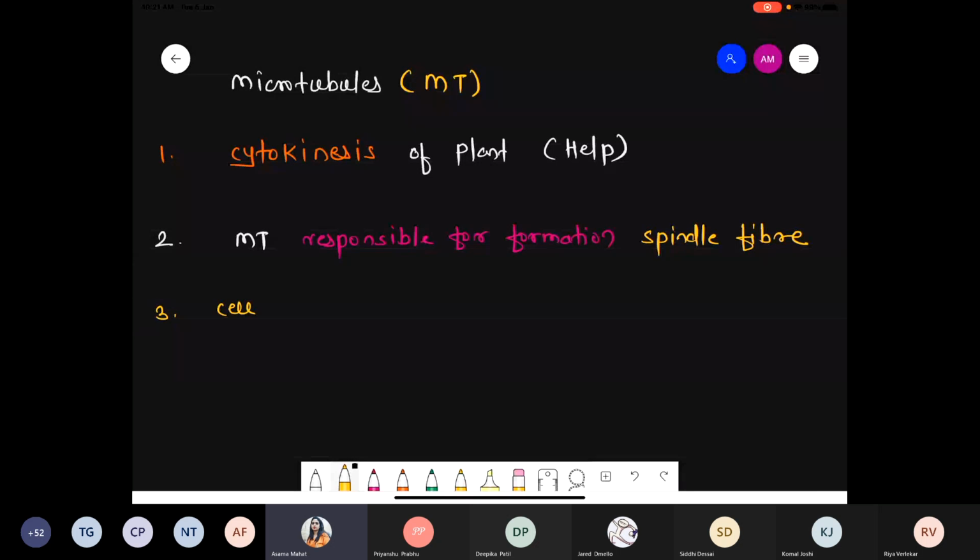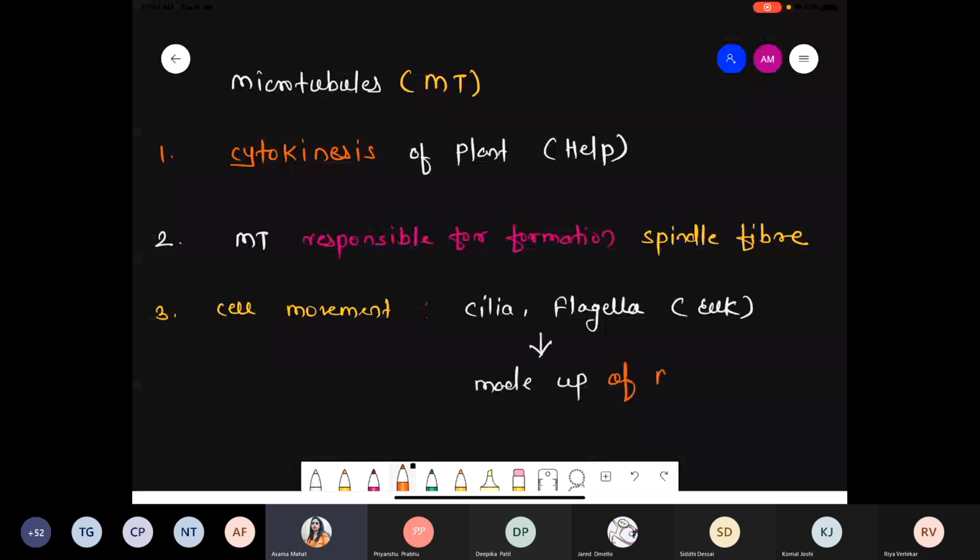Next, third point, microtubules are responsible for the cell movement. And how? Because you know very well, two important parts: number one, cilia, and another one, flagella. We are talking about eukaryotic cilia and eukaryotic flagella. So cilia as well as flagella, in case of the eukaryotic system, are made up of microtubules, right?